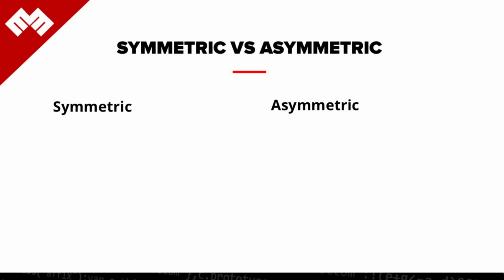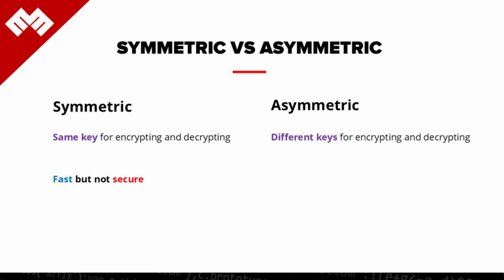At this point, we learned the basics of symmetric encryption and asymmetric encryption. Let us summarize what we learned. For symmetric encryption, we use the same key for encrypting and decrypting a message. Symmetric encryption is fast, but its vulnerability lies in the need to share the secret key. For asymmetric encryption, we use different keys for encrypting and decrypting a message. Asymmetric encryption is more secure than symmetric encryption, but asymmetric encryption is computationally more intensive and slow.